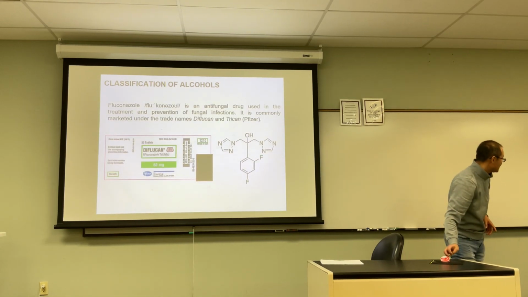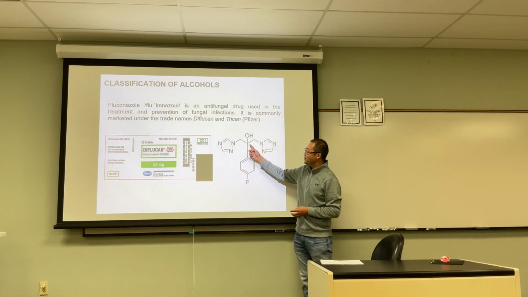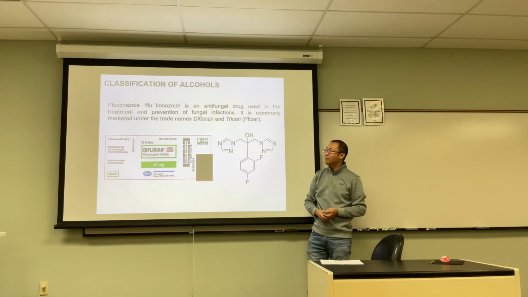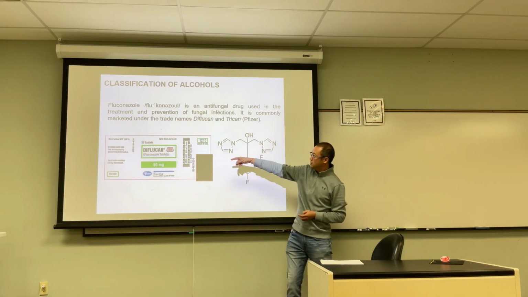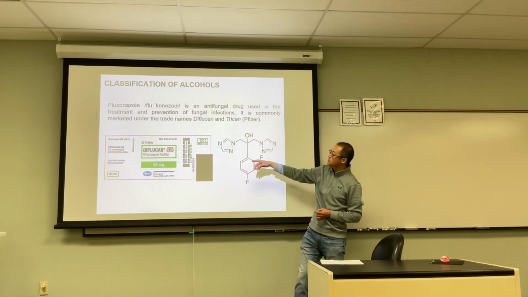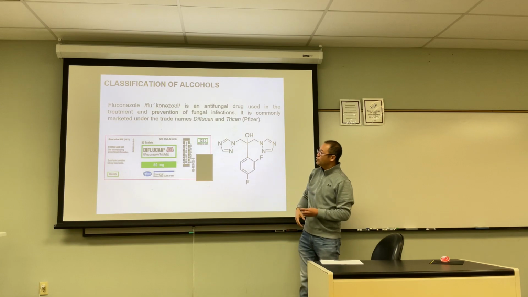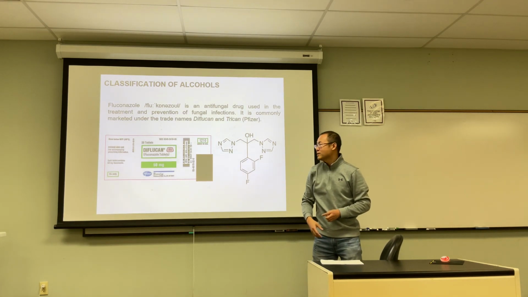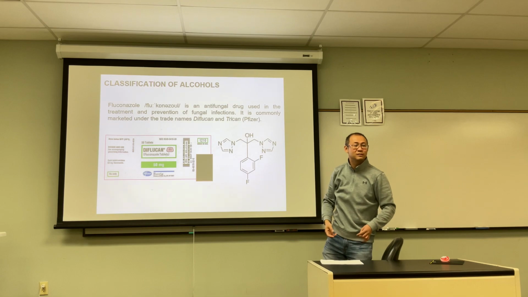I'll call names. Sorry. Amanda? Can you tell me this guy? What type of alcohol? Okay, this is a drug. It's called Diflucan. The drug name is fluconazole. It's used for fungus infection on your skin. Okay, very effective. So this is the structure of it. If you have this drug and you open the manual, you will see the structure.